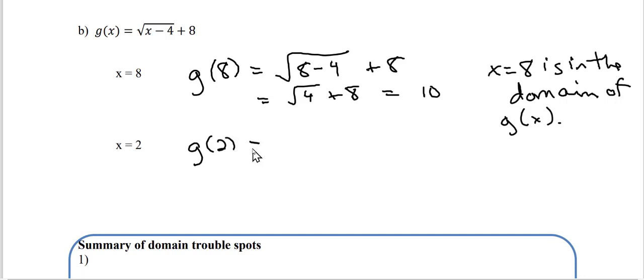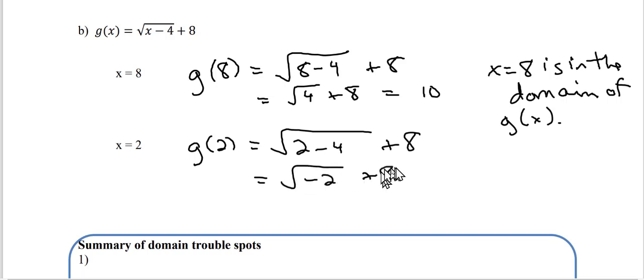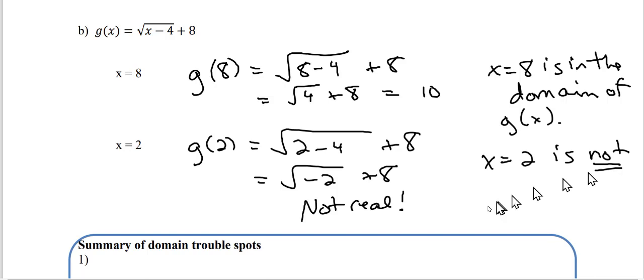g of 2, square root of 2 minus 4 plus 8. Square root of negative 2 plus 8. Ooh, that's not real. There's no number that you can square and get negative 2. So the square root of negative 2, there's no real number you can square and get negative 2. So that's not a real number. So that means x equals 2 is not in the domain of g of x.